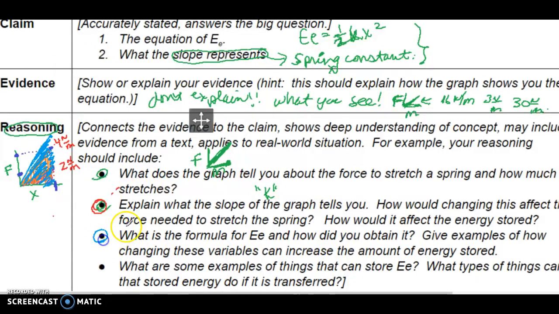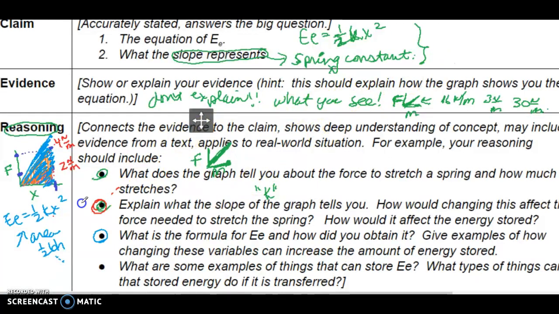All right. This part, you're going to talk about what is the formula for EE and how did you obtain it. So that one's where you should be writing E equals 1/2 kx squared. Remember, this just came from the area. You started with 1/2 base times height and you started filling it in. That's what we did on the last video. You need to be able to explain that. And how changing these variables can increase the amount of energy stored.